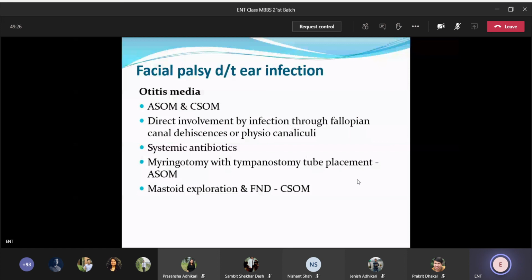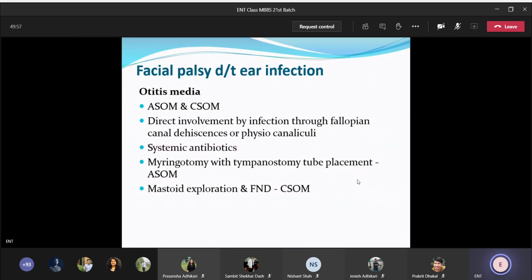So facial palsy due to ear infection. The most common cause is otitis media, it may be acute otitis media or chronic otitis media. In acute, there is direct involvement of the infection through the fallopian canal, there may be a dehiscent fallopian canal which causes the facial nerve paralysis.